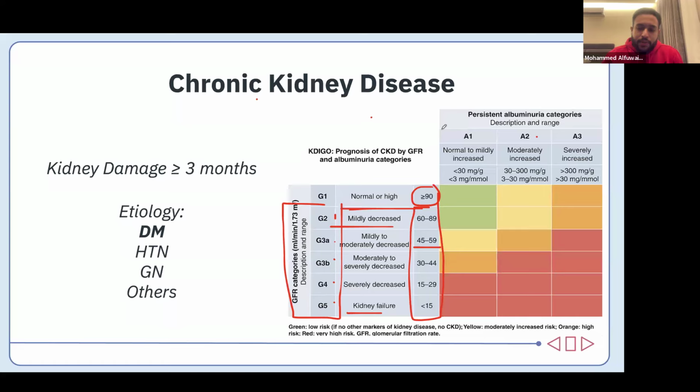Now there's something else, which is this albuminuria scale, which is A1, A2, A3. Ignore this. You won't be tested on this. You will be tested on this. All right. That's chronic kidney disease.